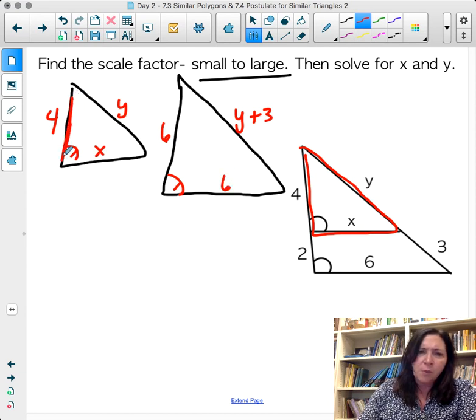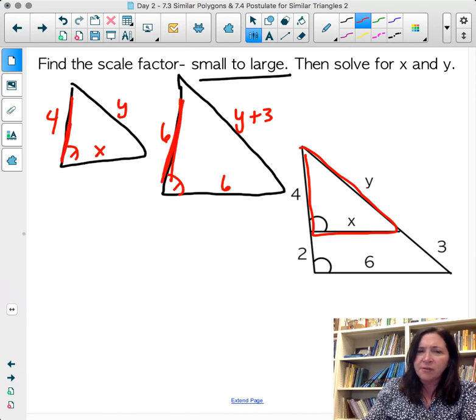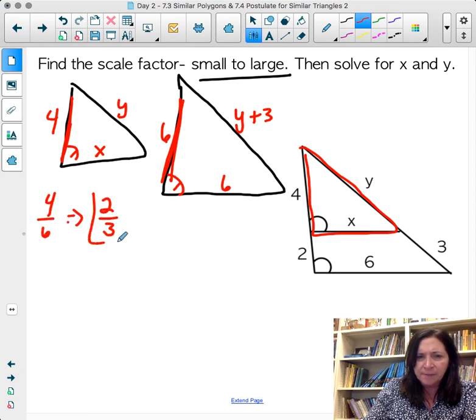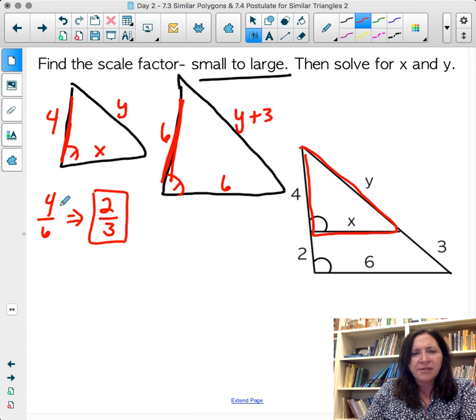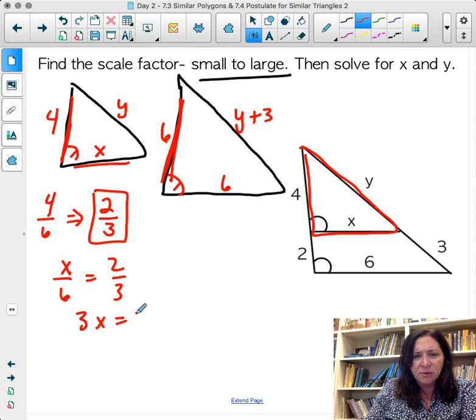So we're going to go 4 is to 6. That's my scale factor, 4 is to 6. My scale factor is going to be 2 is to 3, because I just divide by 2. So we're going to go x is to 6. So x is to 6 as 2 is to 3. Cross multiply. I get 3x is equal to 12. I get x is equal to 4.